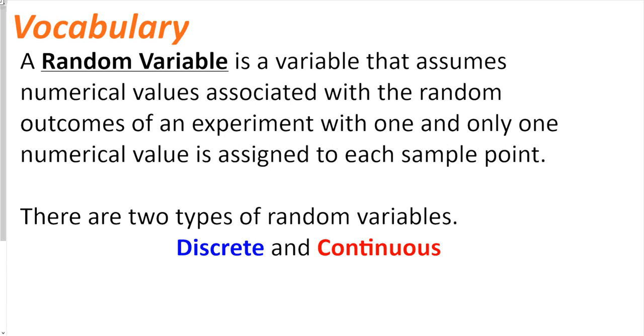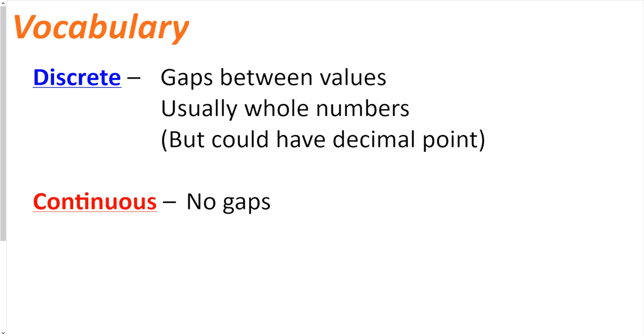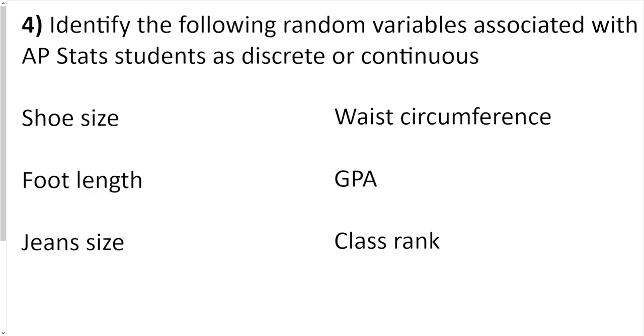A discrete random variable has gaps, so they're only whole numbers. You could potentially have a decimal point if you're doing something like shoe size, where you have 7, 8, but you can have a 7.5. It just can't have all the in-betweens. Whereas continuous has no gaps. Okay? Discrete is gaps, continuous is no gaps. So let's look at different examples of those.